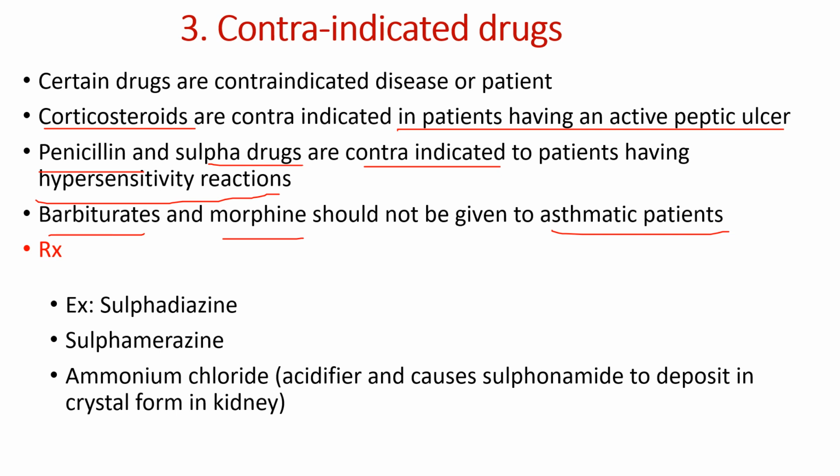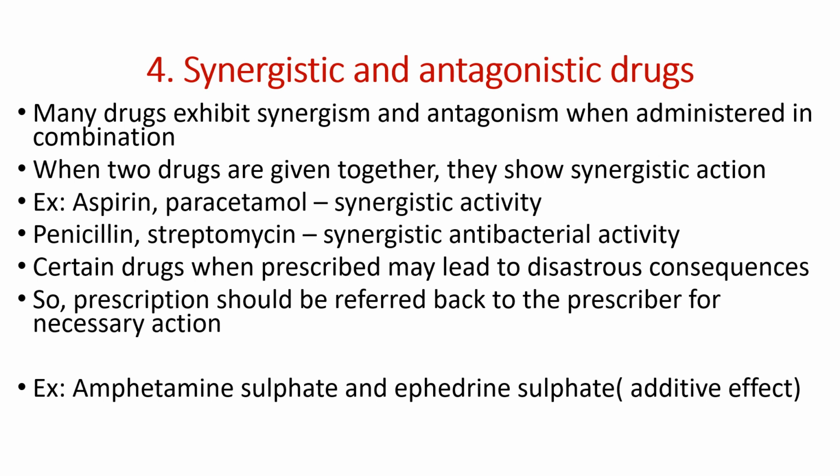Another example is sulfadiazine and sulfamerazine along with ammonium chloride. Ammonium chloride is generally used as an acidifier, and it may cause sulfonamides to deposit in crystal form in the kidneys. So if a patient is suffering from any kidney condition, then when these are administered, the sulfonamide drugs will be deposited as crystals in the kidneys.